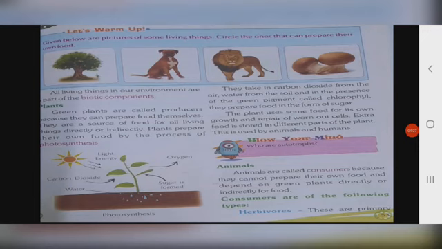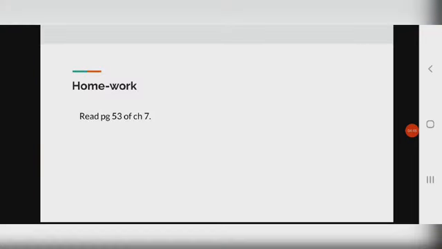Okay, so there's a question, blow your mind question, who are autotrophs? So this is your homework to find out an answer for this question also. I will discuss this answer in the next video. So till then, your homework is to read page number 53 and find out the answer for the question, who are autotrophs.